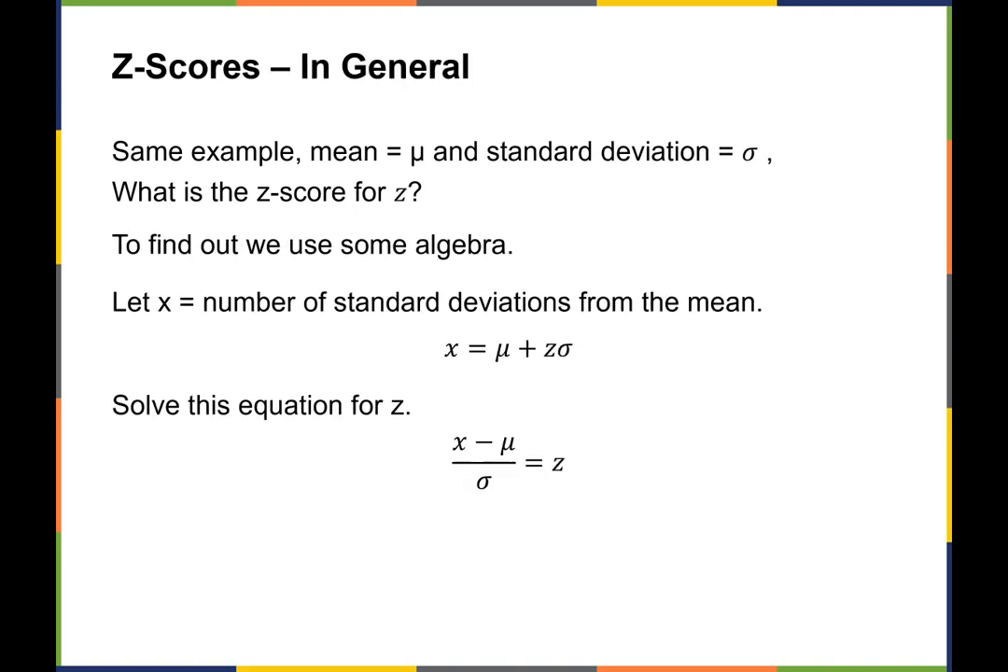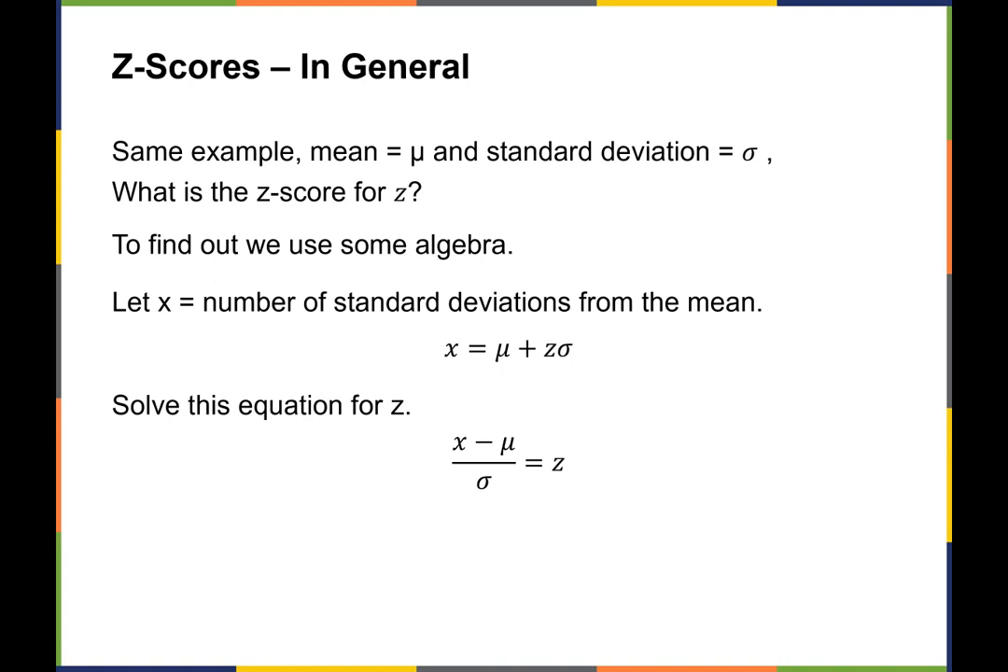What if we didn't have all these values, right? We just had some generic mean mu and some standard deviation represented by sigma. What would be the z-score? We can still do some algebra to figure this out. We have our formula because we know this data value is going to be equal to the mean plus some number of standard deviations times the standard deviation, right? That's exactly what we did last time. If we solve this equation for z, that will give us exactly our equation for z.